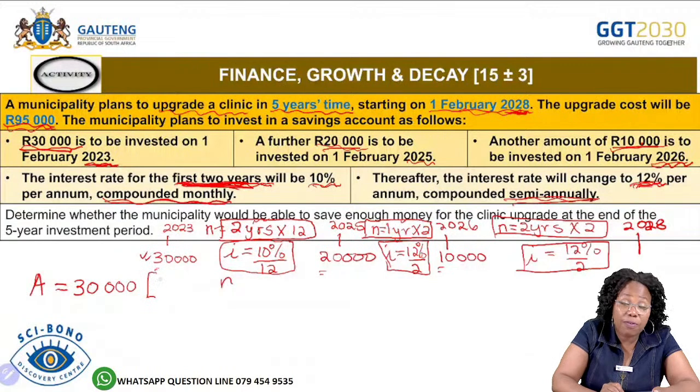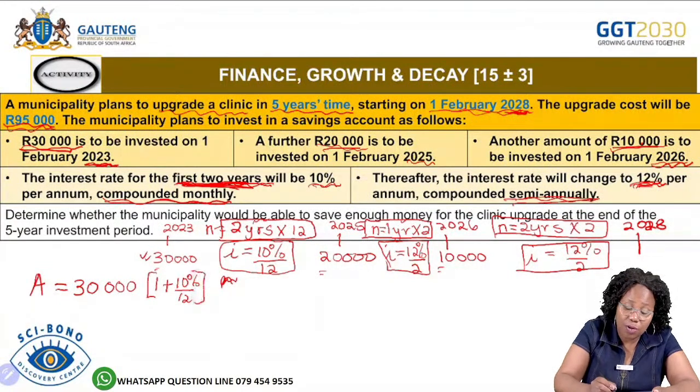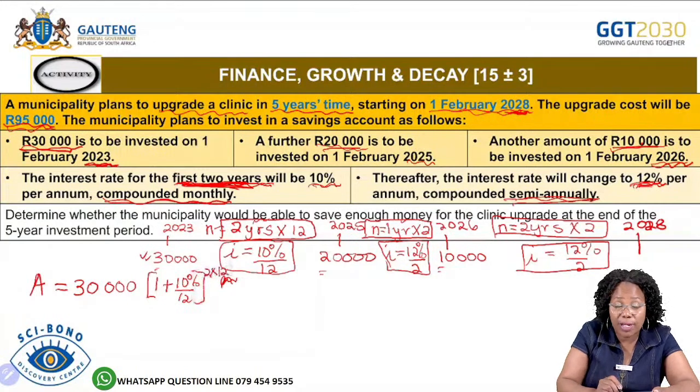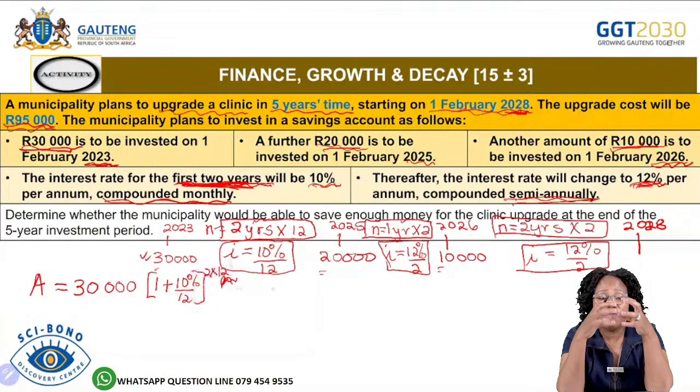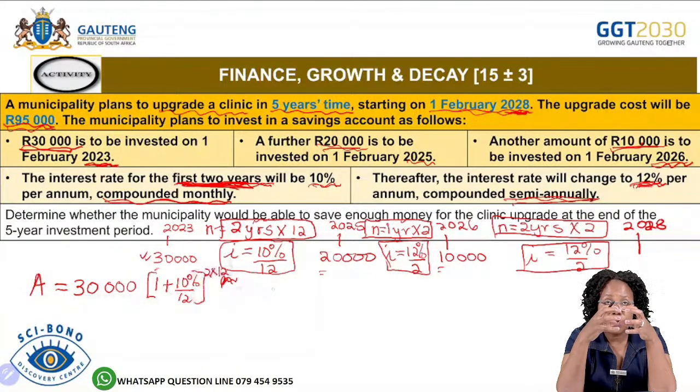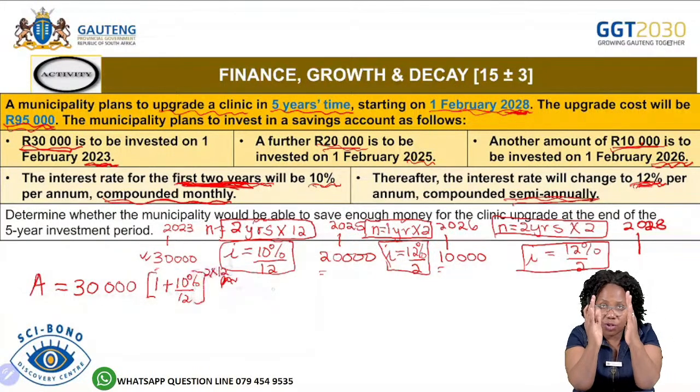And then remember, we have the compound formula, 1 plus i to the power n. It will be 1 plus, what is our i in this case? It is 10% over 12. And then for the n value, we have 2 times 12 there. Correct? That is your first calculation, and it will give you the amount of value within the first 2 years.